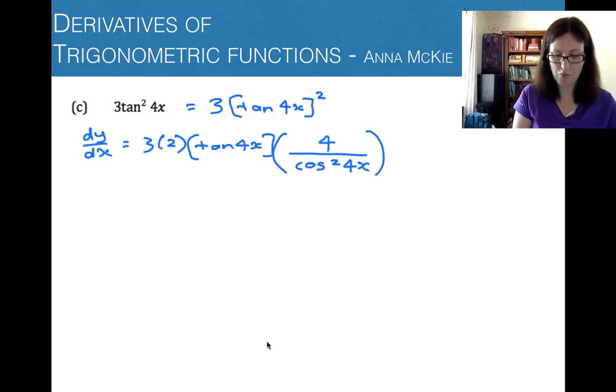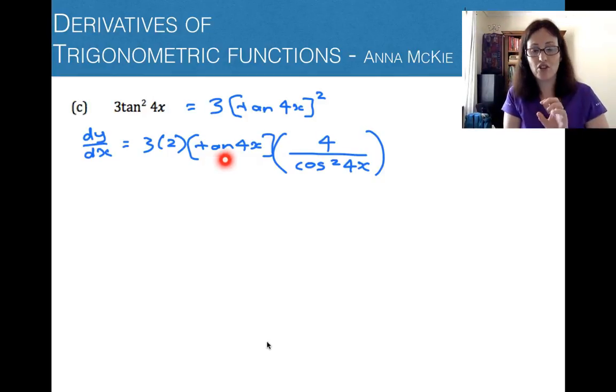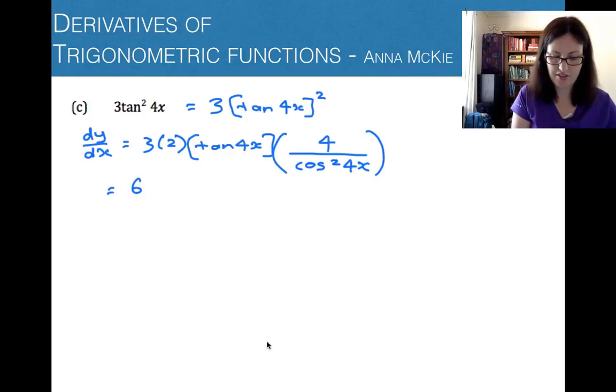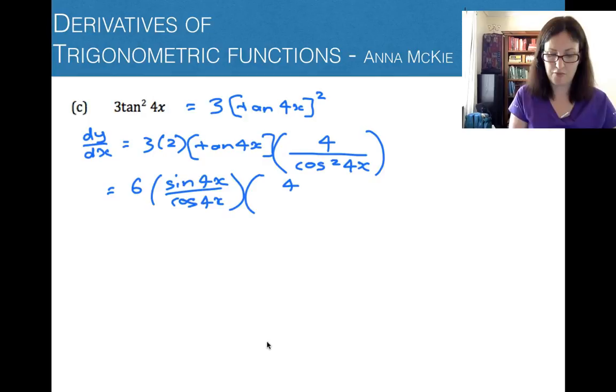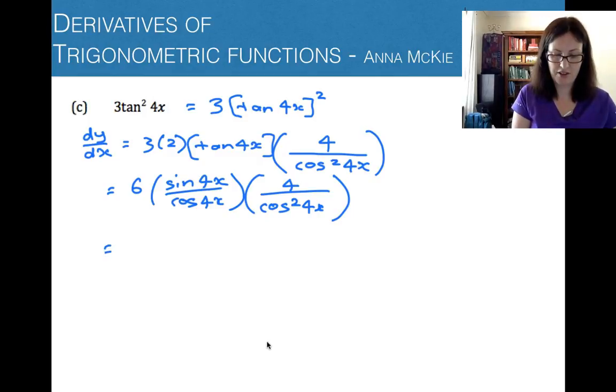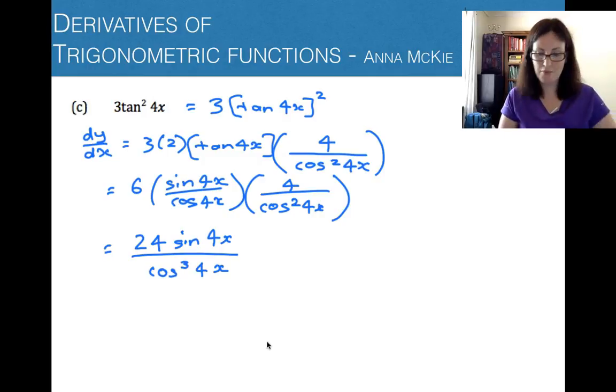Let's just have some practice working with tan, that is sine x on cos x. So we'll tidy it up a bit. 6 sine of 4x on cos of 4x. And over here, we'll leave that as it is for now, cos squared 4x. Now, these denominators we can group together because they're both cos of 4x. So we'll end up with 3 lots of them. And the numbers multiplied together. So we'll get 24 sine 4x on cos cubed 4x. And there's our derivative.